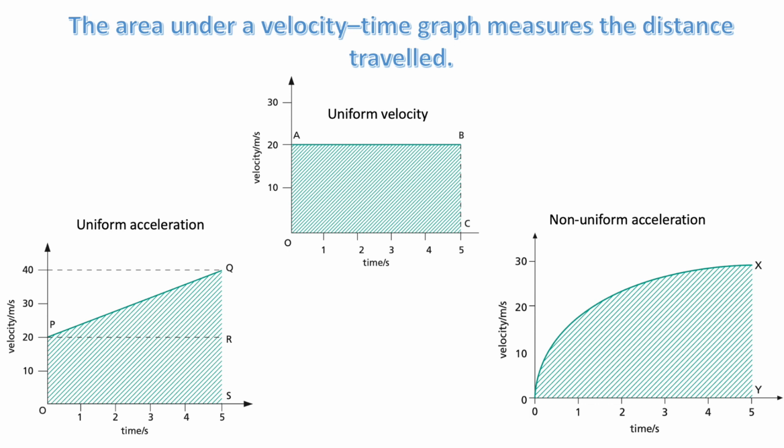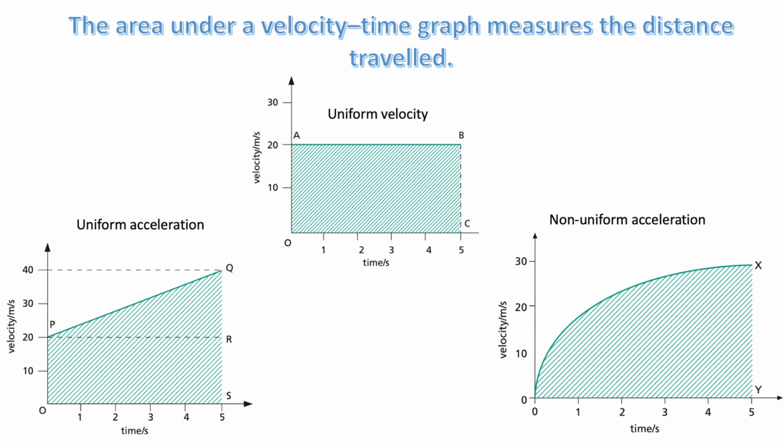The area under a velocity time graph measures the distance traveled. Let us discuss some velocity time graphs. The top picture is a graph for uniform velocity. Uniform velocity means there is no acceleration. If there is no acceleration, we know the equation for motion: velocity equals displacement divided by time, or displacement equals velocity times time. So velocity into time.